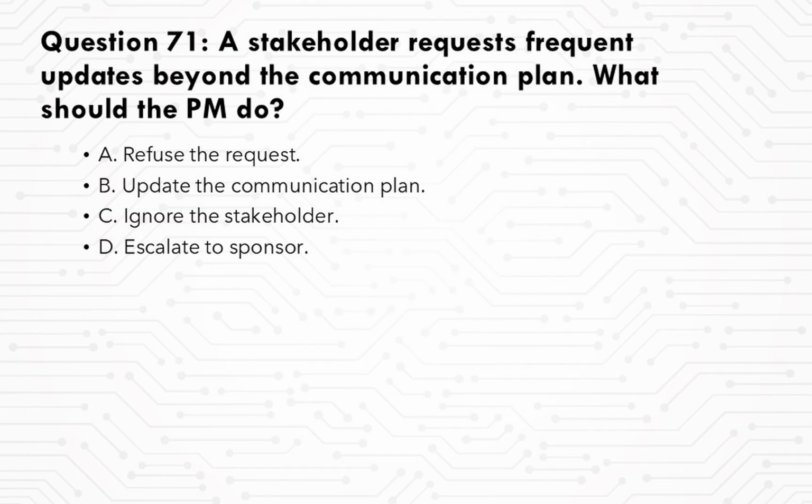Question 71. A stakeholder requests frequent updates beyond the communication plan. What should the PM do? A. Refuse the request. B. Update the communication plan. C. Ignore the stakeholder. D. Escalate to sponsor. Answer: B. Adapt communication to stakeholder needs.